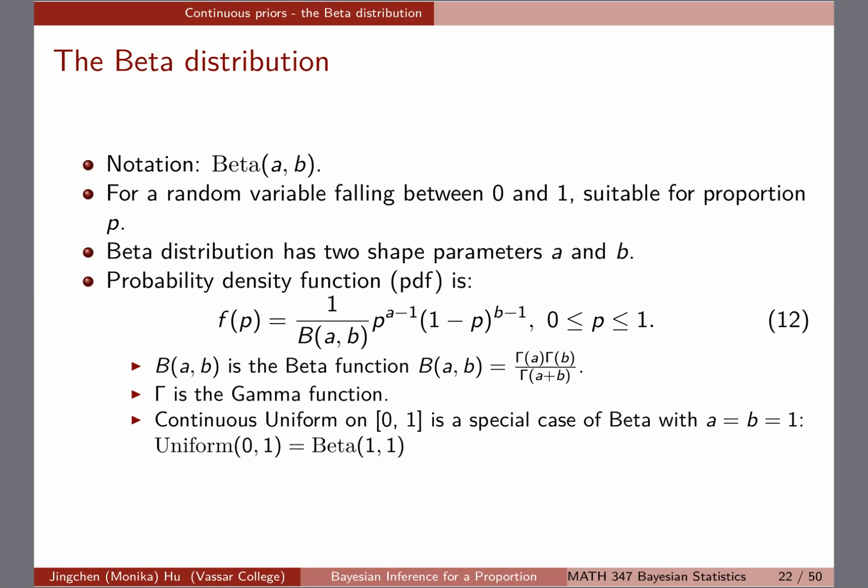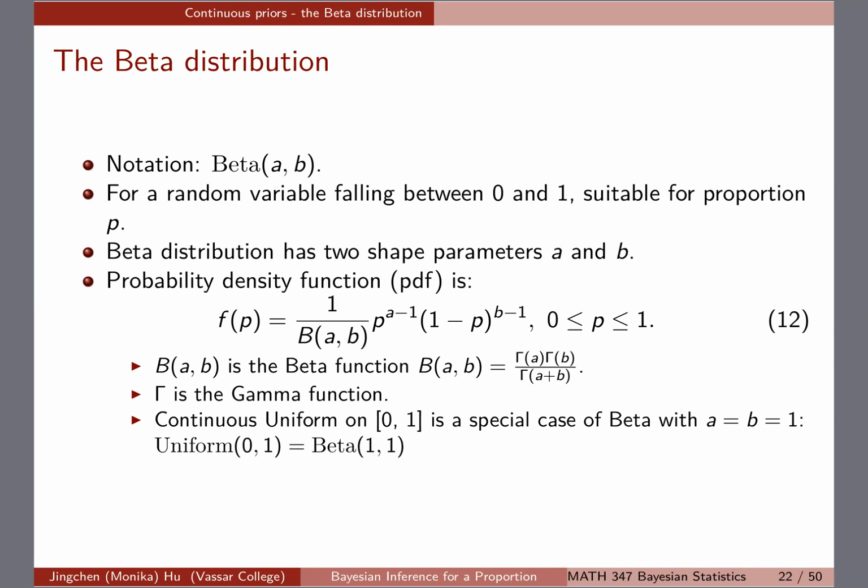So what we're going to do, like what we talked about last time, is introduce this new distribution. We call it the beta distribution. It's for a random variable falling between 0 and 1, so it's pretty ideal as a prior distribution for a proportion. And we use the notation A and B, both of which we call shape parameters. And it's a continuous density, so you will see the PDF as what we show here in equation 12.